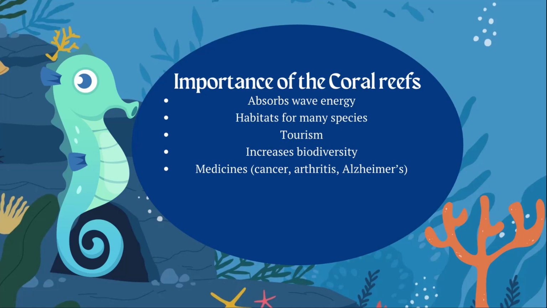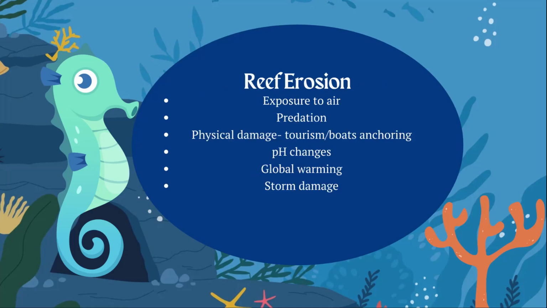Then we have habitat. So a lot of organisms, we know that coral reefs from chapter 2, we said how biodiverse they are. Coral reefs are extremely biodiverse. So that means if there's habitat for a lot of organisms, that's going to increase biodiversity. Also tourism. People are going to pay a lot of money to go and dive at these coral reefs to see all of the life. And finally, we can use coral reefs for medicines like cancer, arthritis, Alzheimer's treatments.